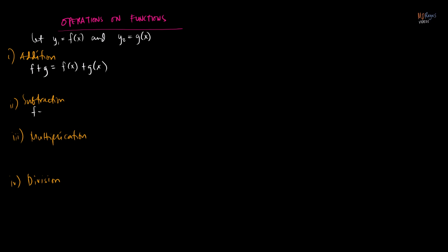Now f minus g simply means f of x minus g of x. So therefore we just have to subtract the expression defining g of x from the expression defining f of x. Now f times g just means f of x times g of x. So we just have to multiply the expressions defining f and g. And f over g simply means f of x divided by g of x, provided, of course, that g of x is not equal to 0.